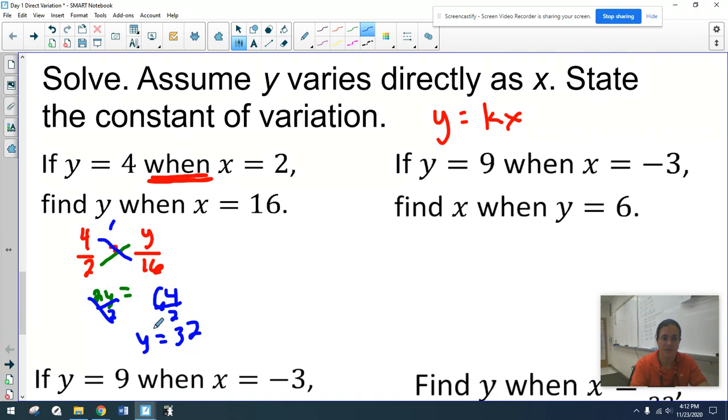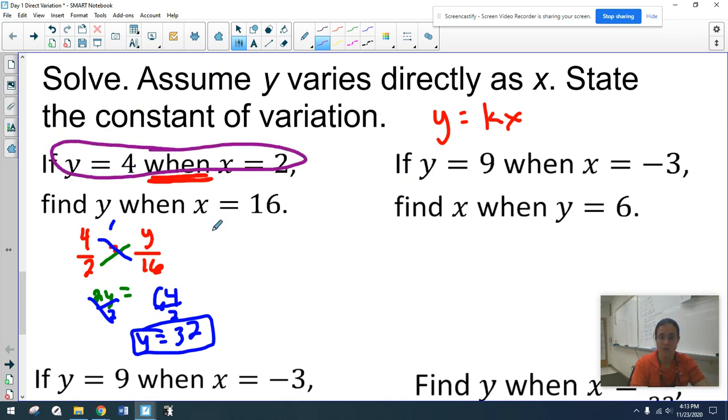So it says solve. Here's my solve part. And then it says state the constant of variation. So the problem is if I state the constant of variation, I got to figure out what k is. So that's the problem with these ones. So to figure out what k is, I just need to take an x and a y, a combination like these two, and plug it in. So y is 4. I don't know what k is, and x is 2.